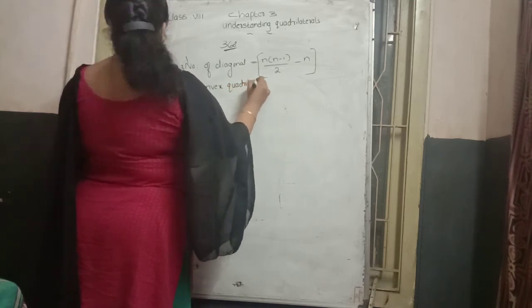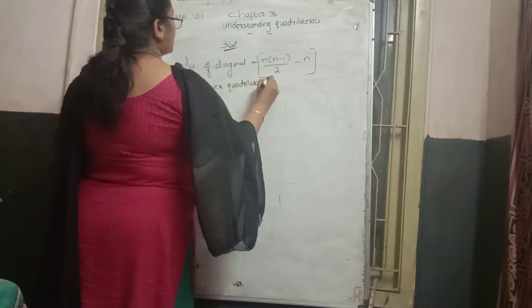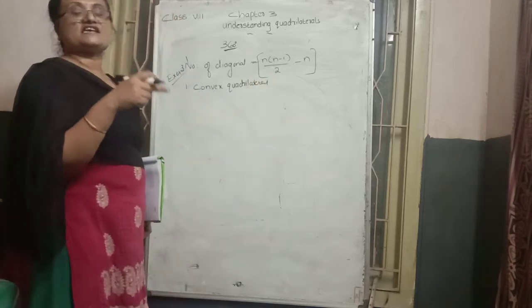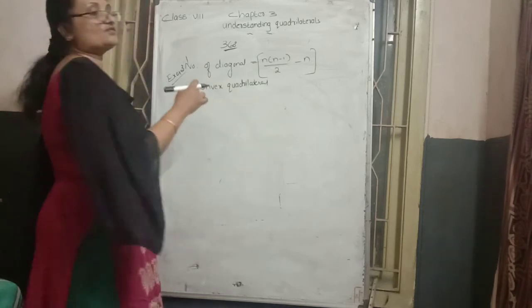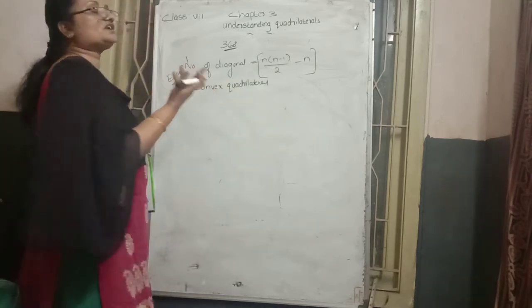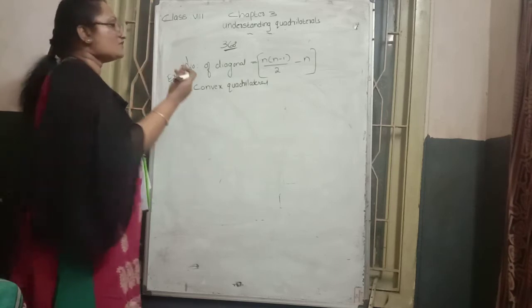Convex means it has the same sides and the same angles. That's why they mentioned a convex quadrilateral. So a convex quadrilateral has how many diagonals? We want to find out.